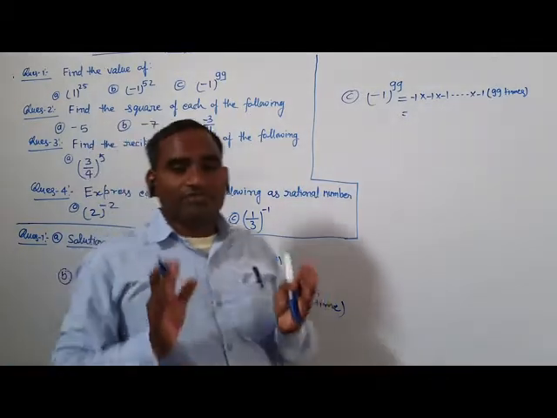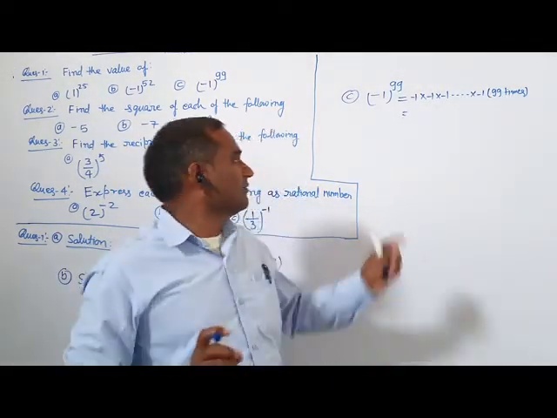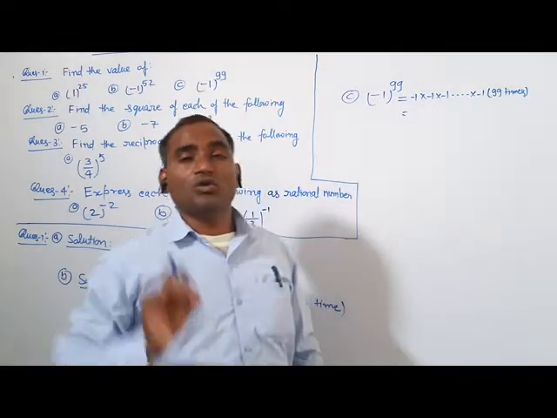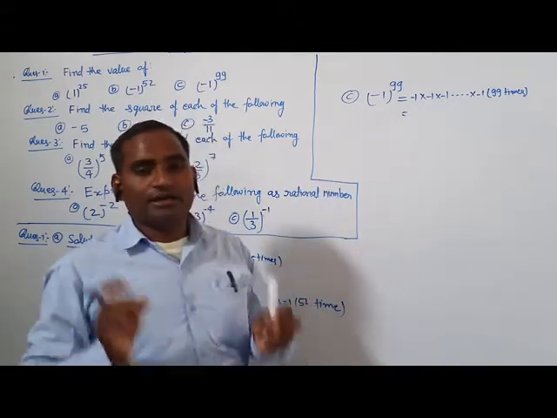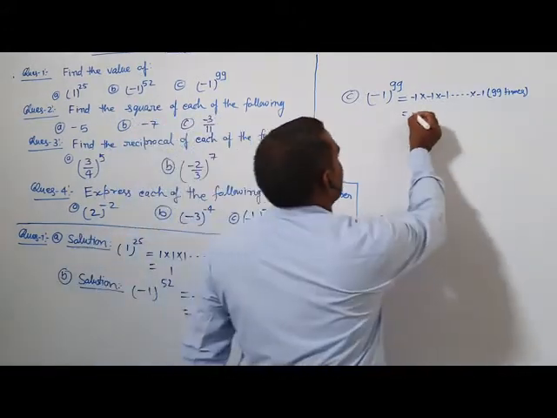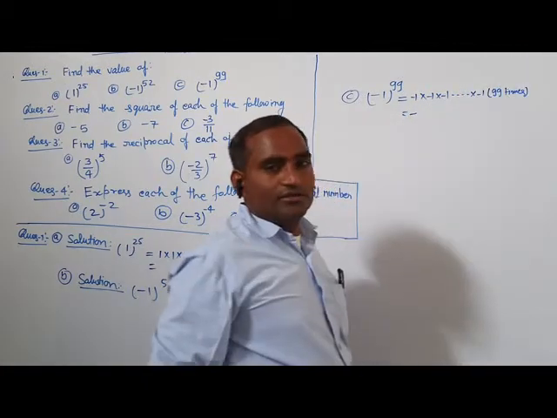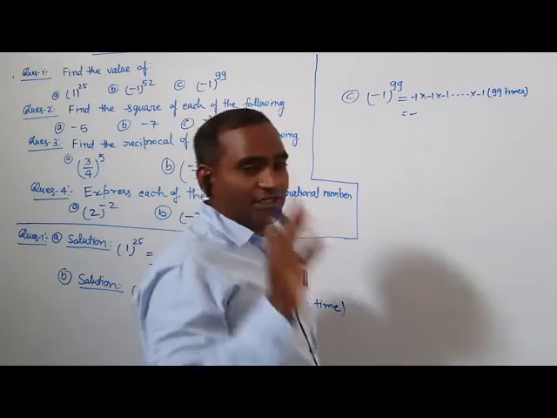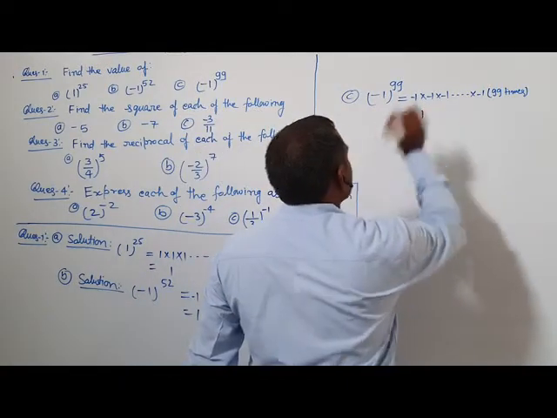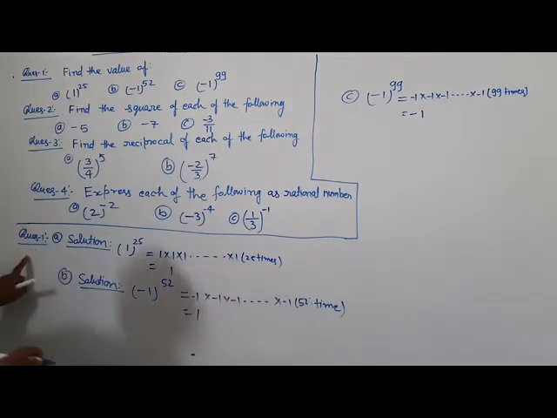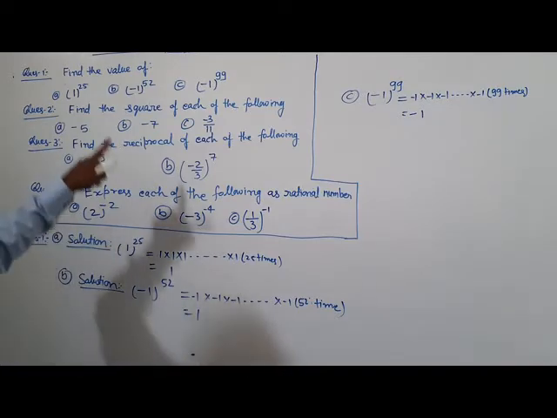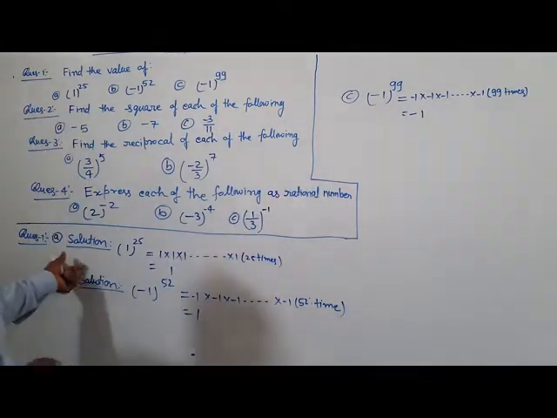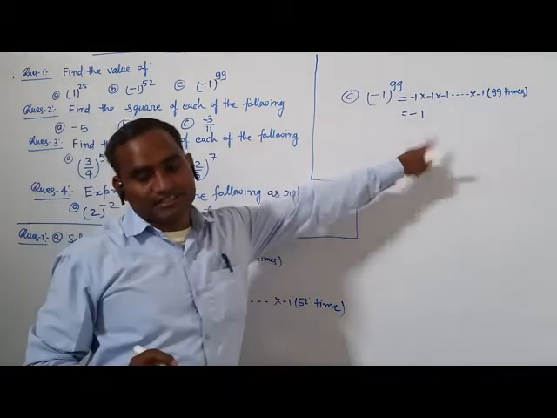When the number of negative signs is odd, not even but odd, here 99 is odd, in this condition the sign of the product will be negative. Minus 1, 1 into 1 multiplied any number of times, the product is 1. So we have solved question number first, and you can solve these types of questions from your exercise book, and these are the solutions of question number 1, options A, B and C.